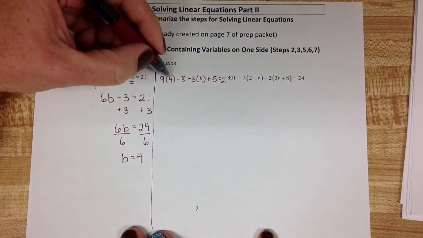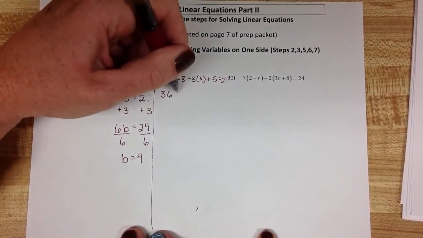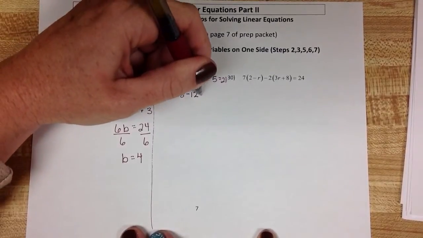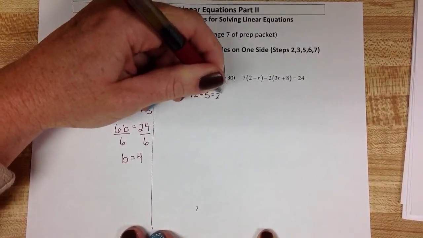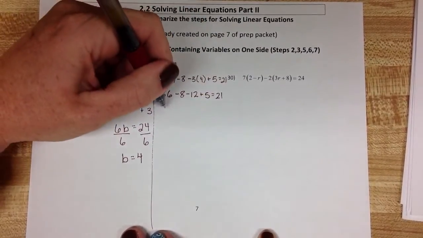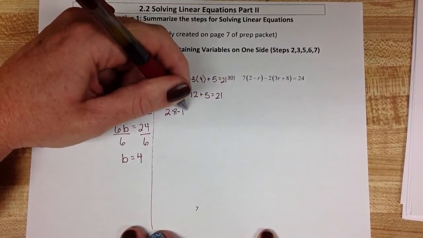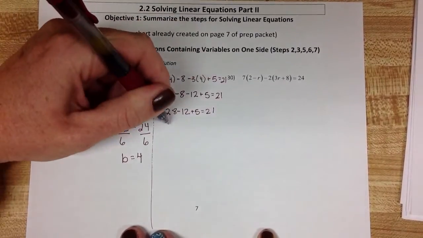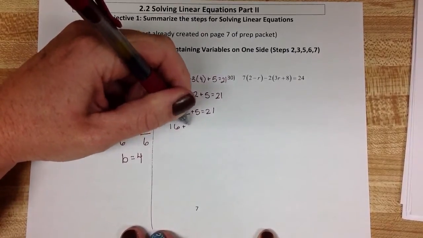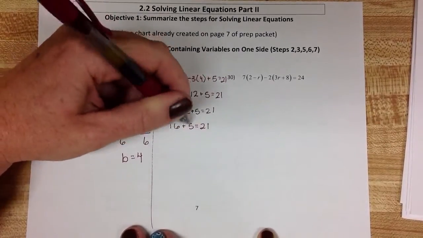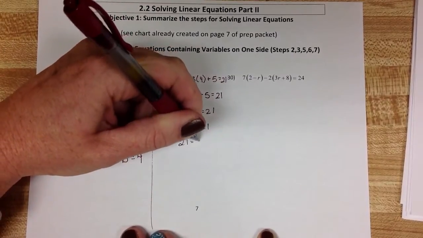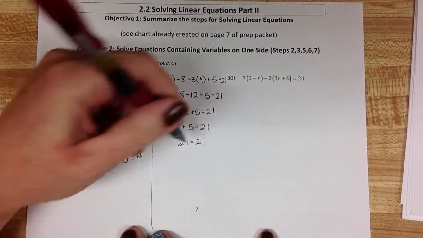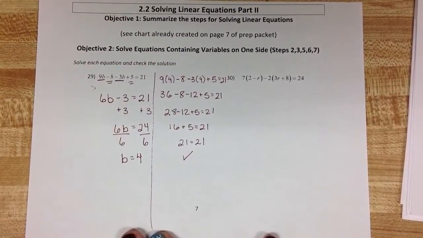So following order of operations, 9 times 4 is 36. Negative 3 times 4 gives me a negative 12. Then 36 take away 8 is 28. 28 take away 12 is 16. And 16 plus 5 is 21. So I did end up with the same number on both sides, so that answer checks out.